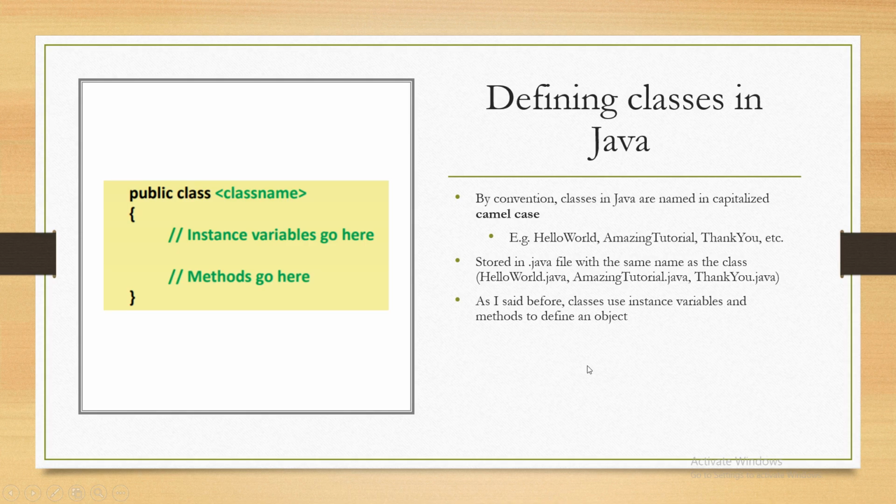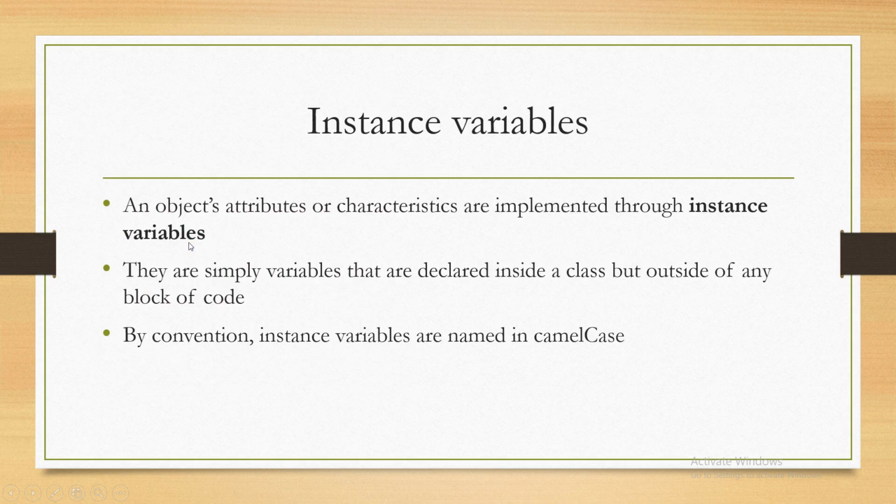And as I said before, classes use instance variables and methods to define an object. So the data also, we can call it, or the variables, are here, and below them are the methods, because otherwise we wouldn't be able to manipulate that data if the data was below our methods.